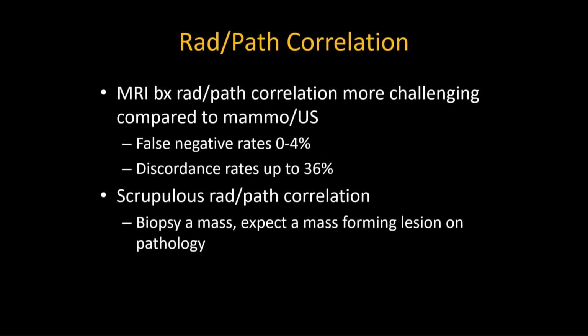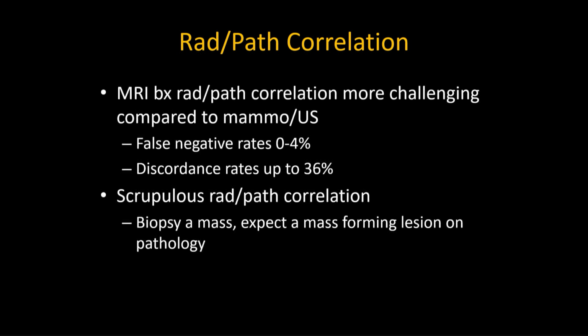You have calcifications, you can see it in your specimen radiograph. You have an ultrasound with real-time imaging of a mass, you get a fibroadenoma. But challenging for MRI is because you have non-mass enhancement. It's harder to make that rad path correlation. And the false negative rates can be up to 4%, with discordant rates up to 36% in the literature. And that's why you need to have scrupulous rad path correlation.